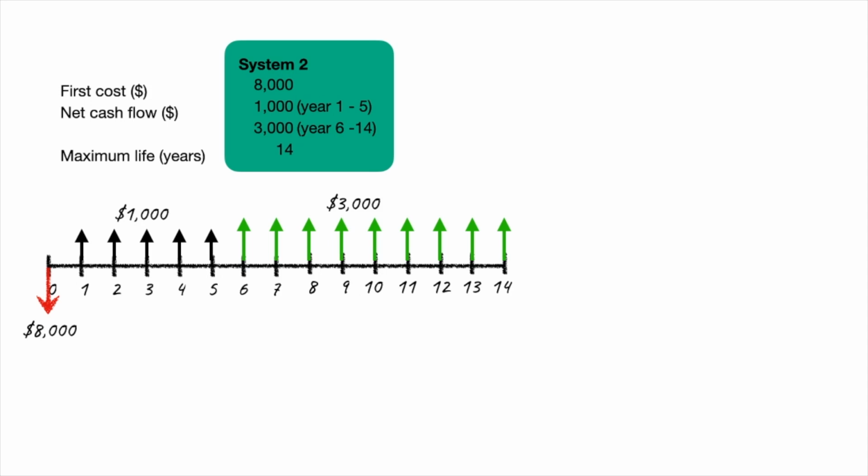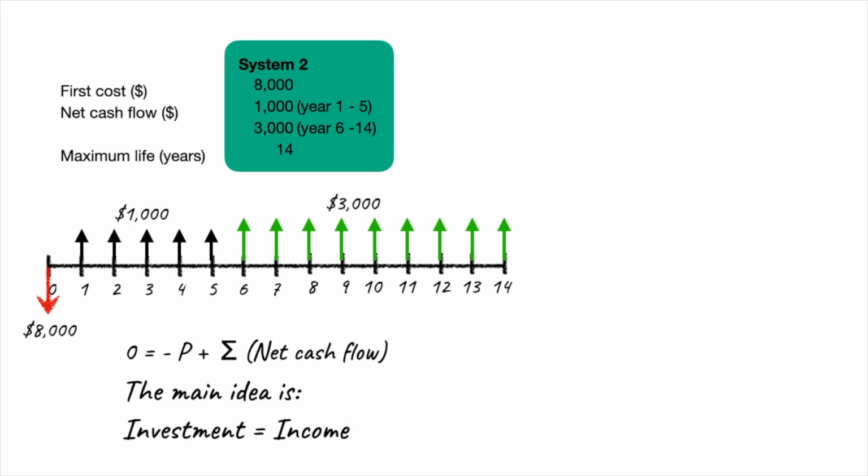Okay, sometimes 1,000, sometimes 3,000. So in this case, we cannot use the formula as we use in the first system anymore. You have to use this formula. If you look at this formula, it may be very confusing, but the main idea of this formula is that the value of investment should be equivalent to the value of the income. That's why equation 2 becomes 0.